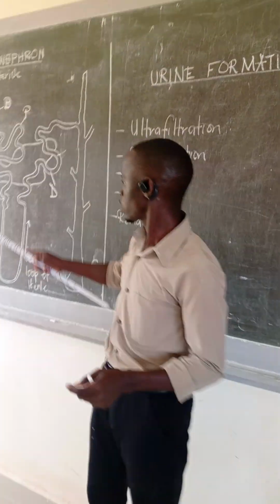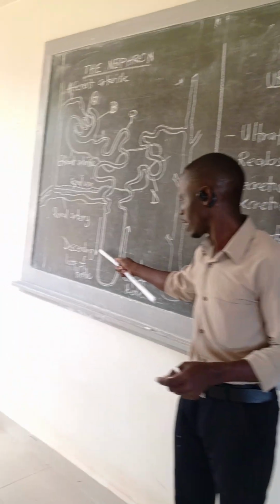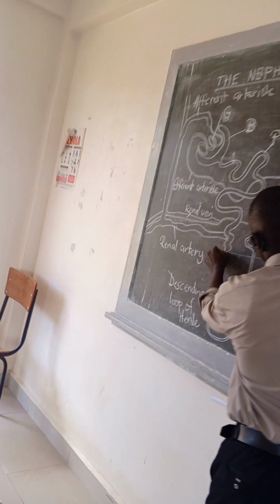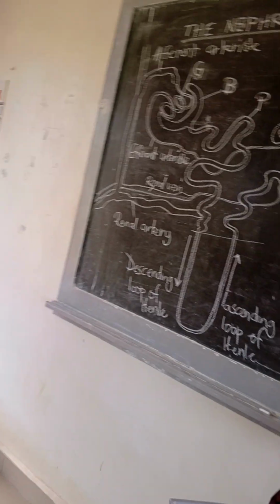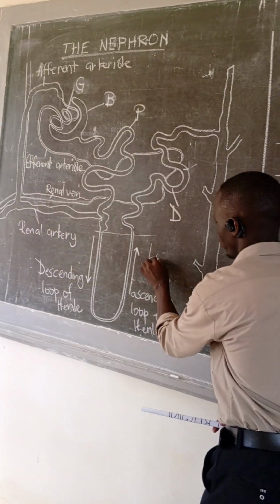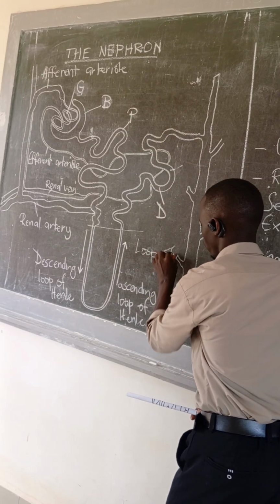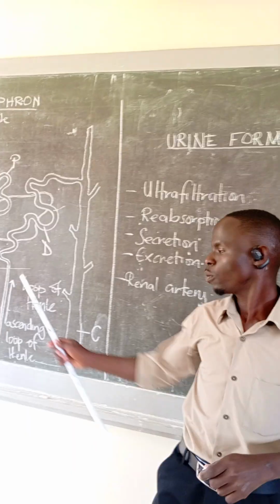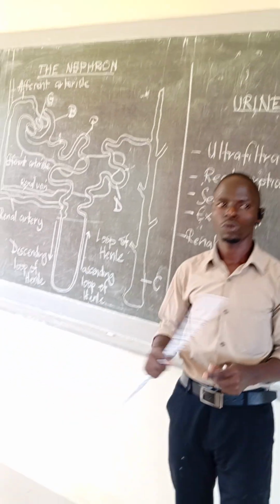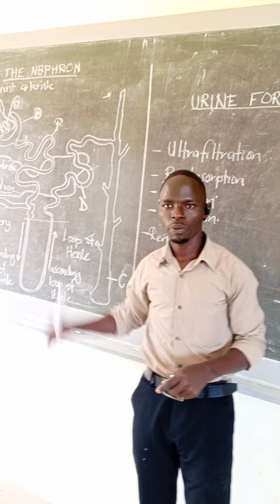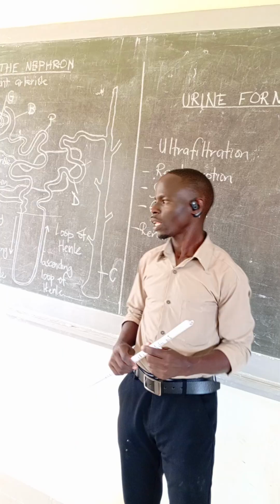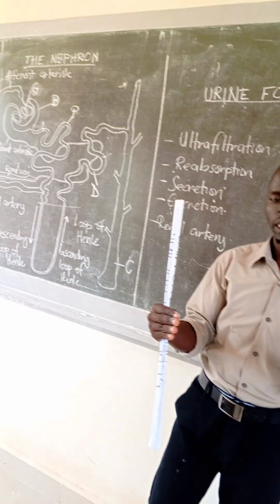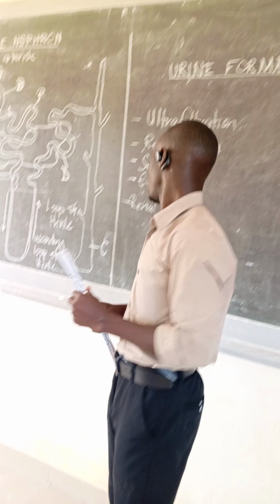The content continues and reaches this part, which is called the loop of Henle. This loop of Henle is divided into two: the descending loop and the ascending loop. The descending loop and the ascending loop together are going to maximize the reabsorption of water.